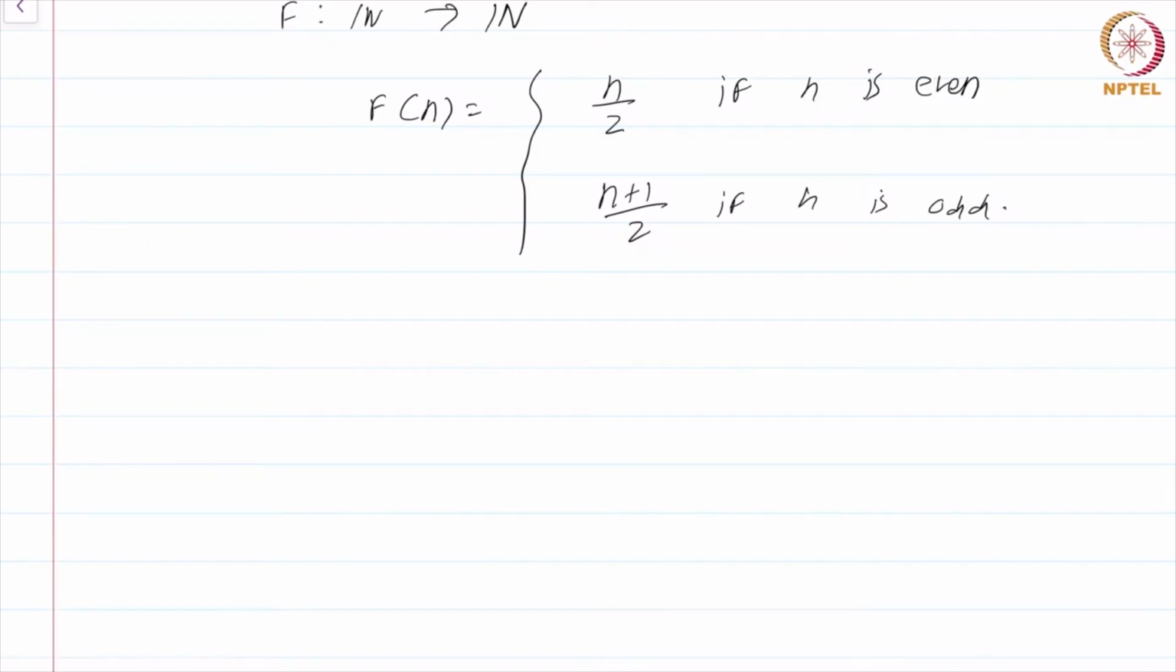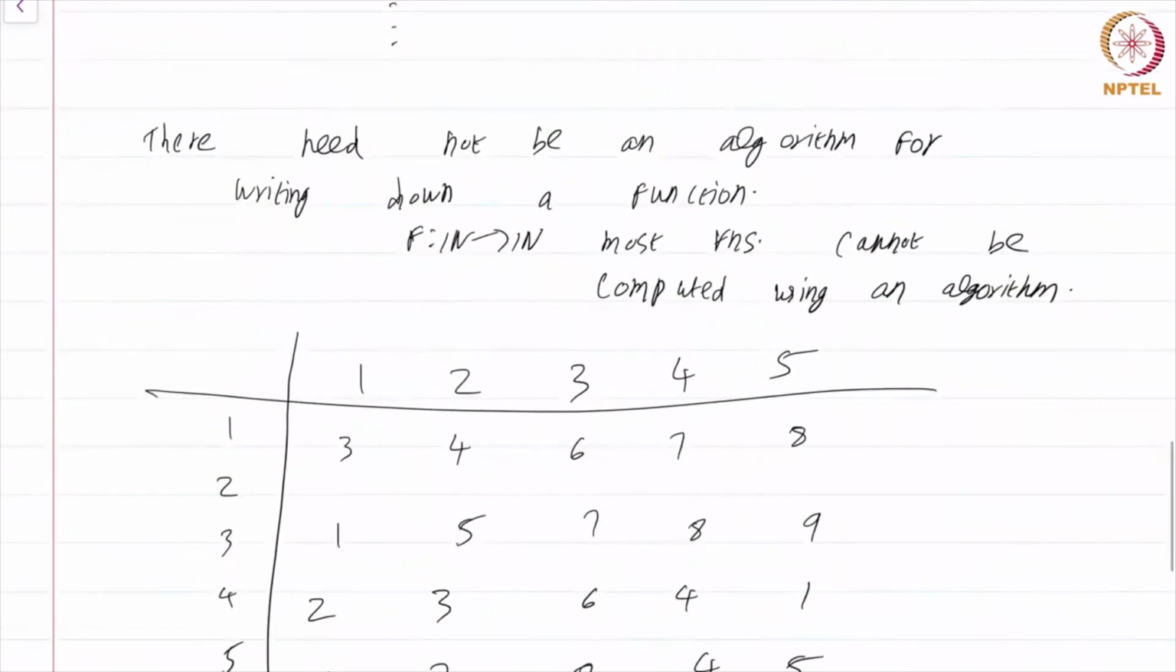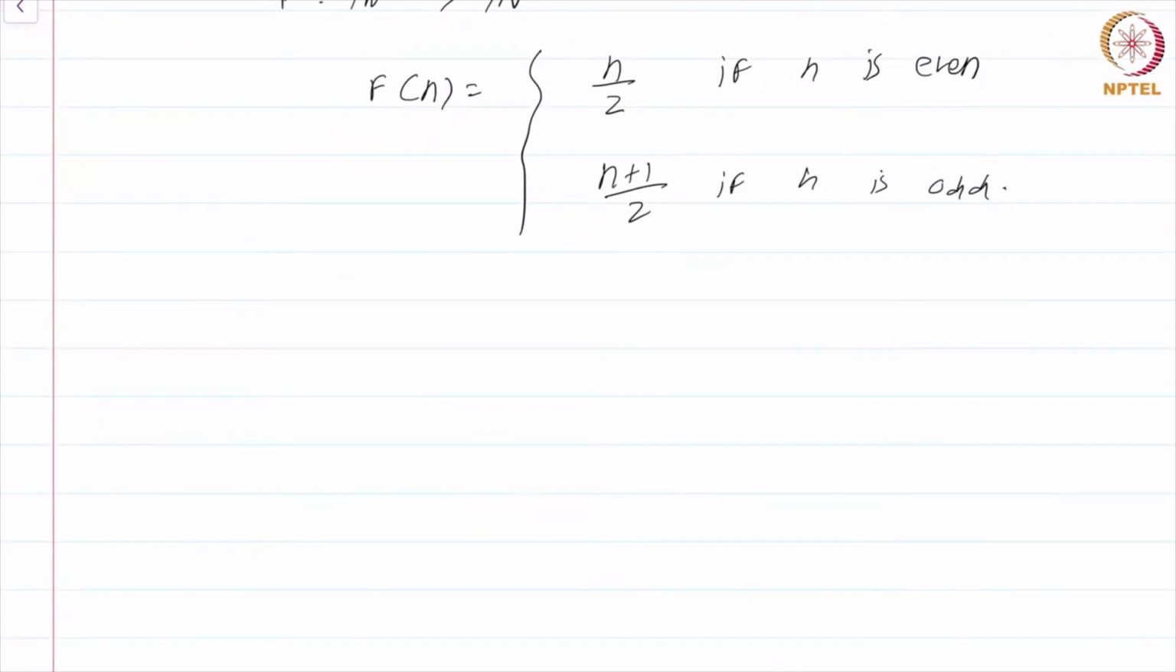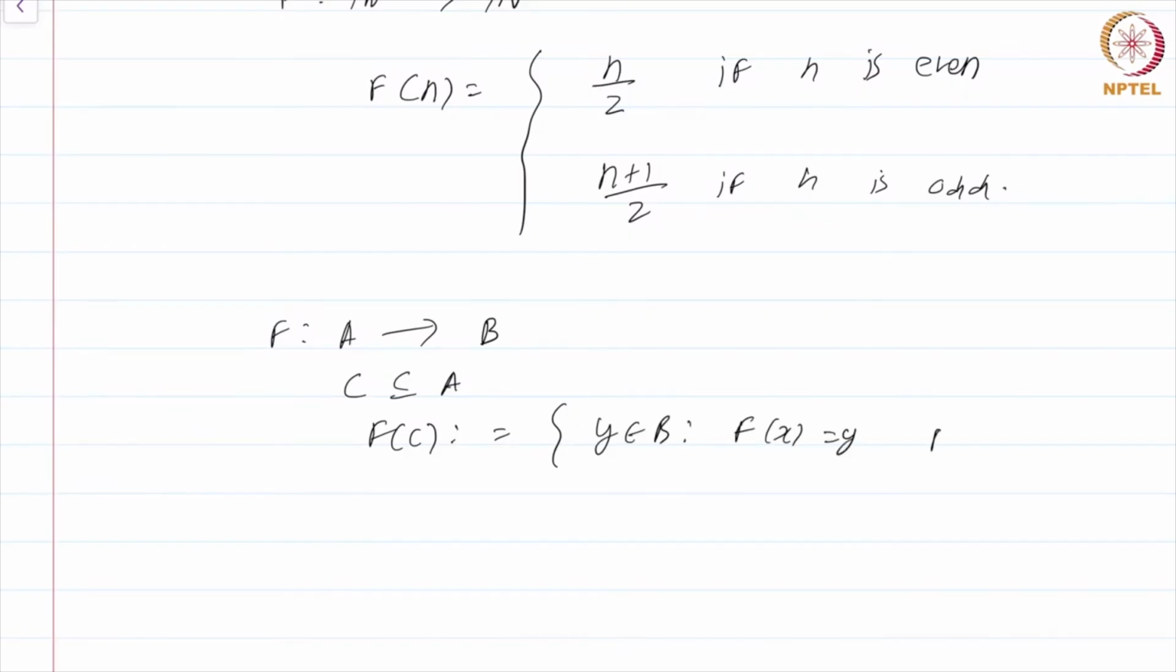So one more slight concept we need to do in functions: I had defined what the image or the range is. I said the image or range of f is f of A, which is defined to be the set of y in B such that f of x equals y. You can do that for any subset. Suppose you have a function f from A to B and a subset C of A, you can define f of C to be the collection of all elements y in B such that f of x equals y for some x in C.